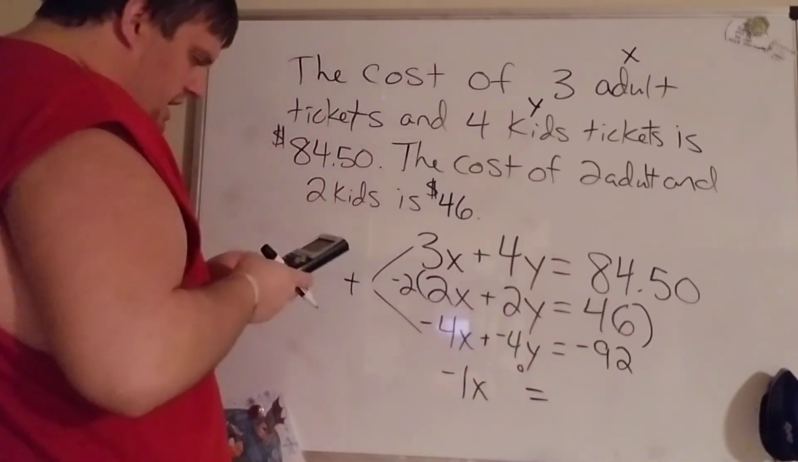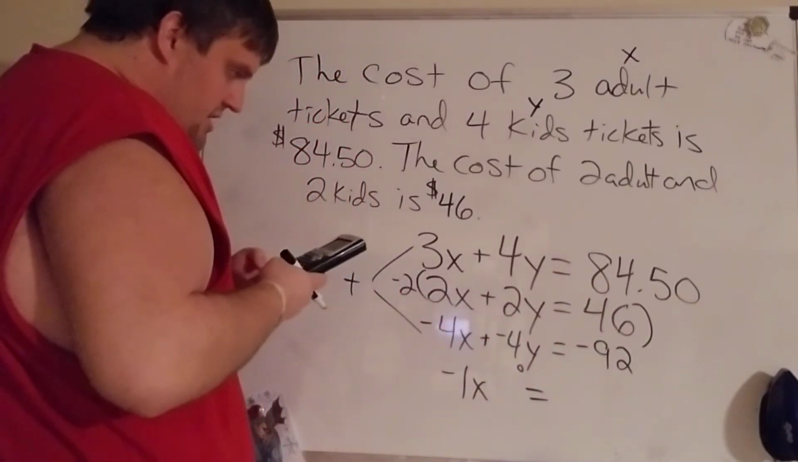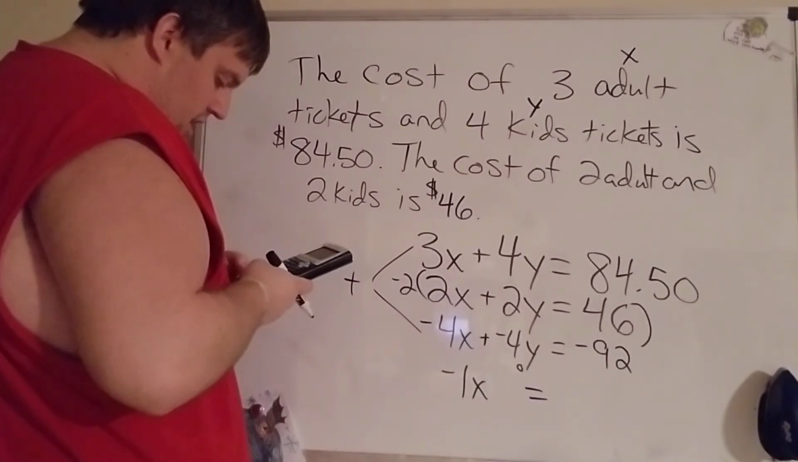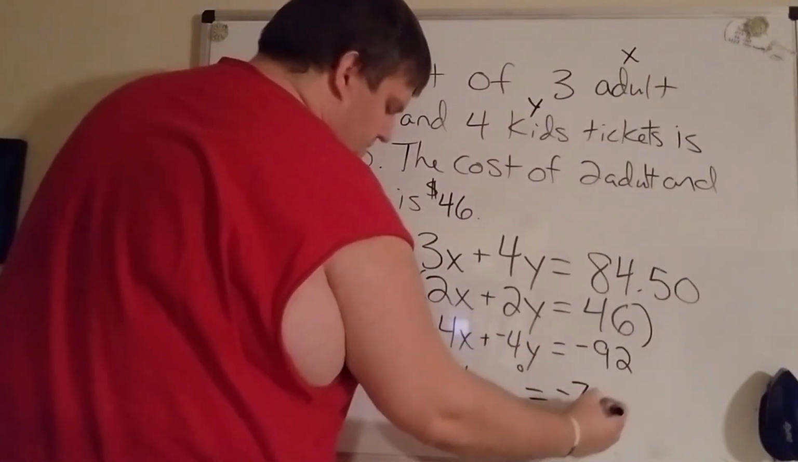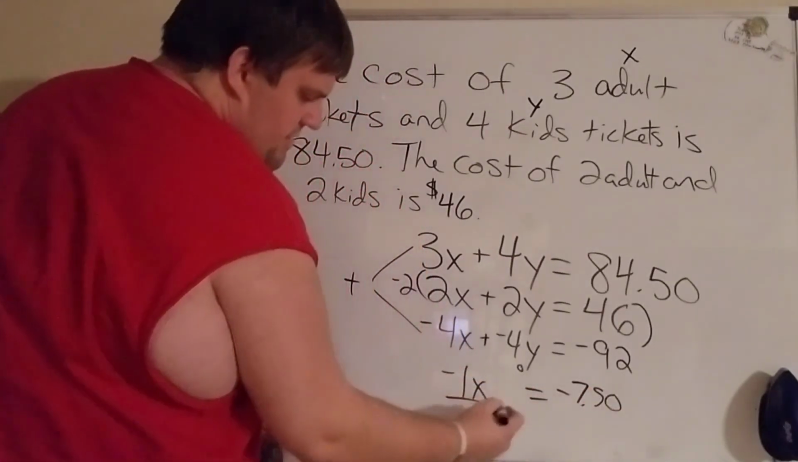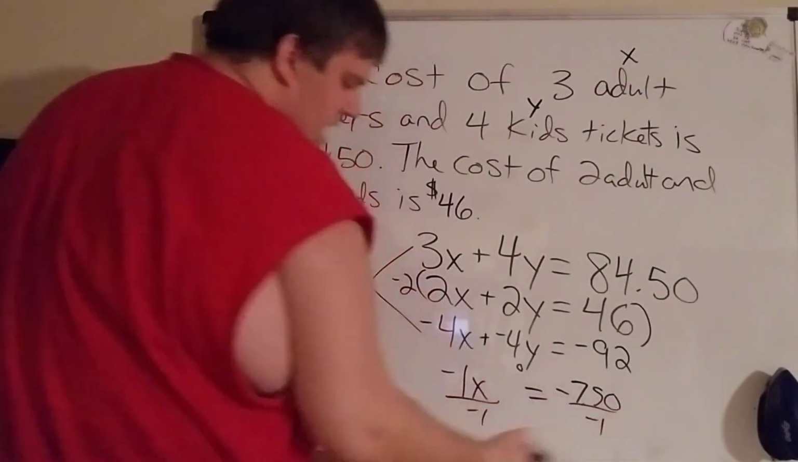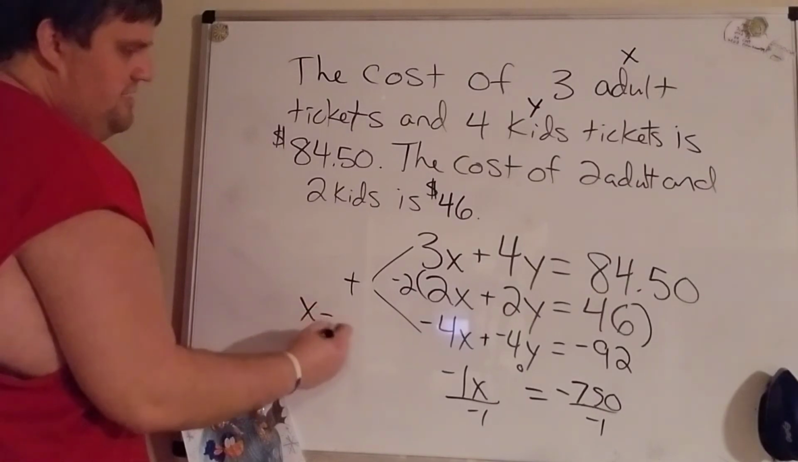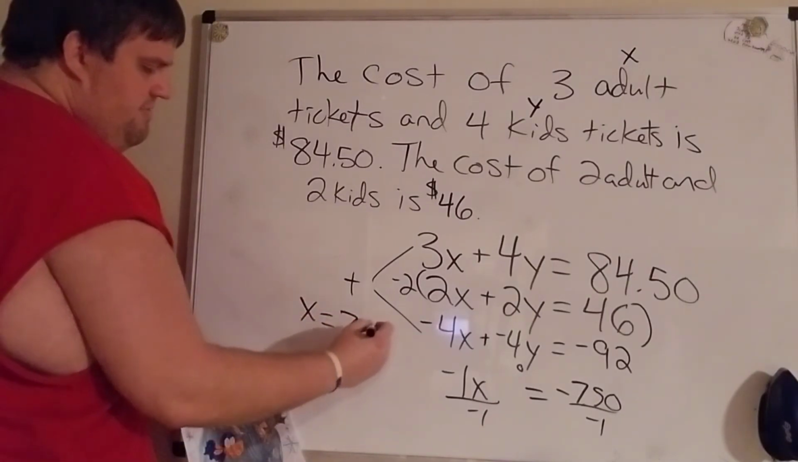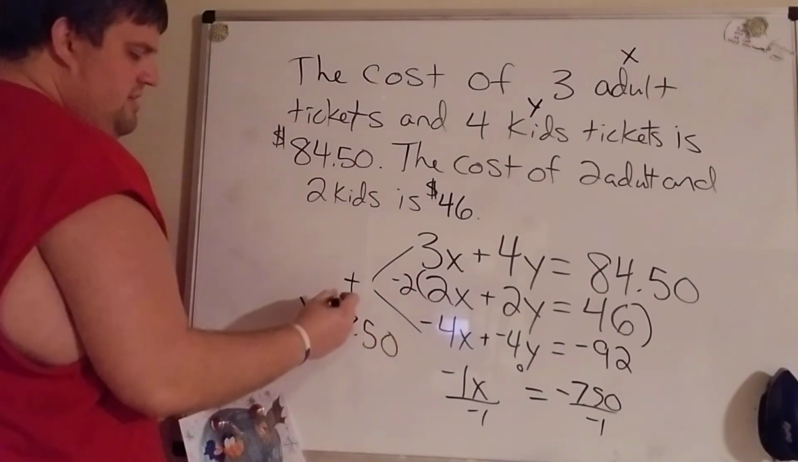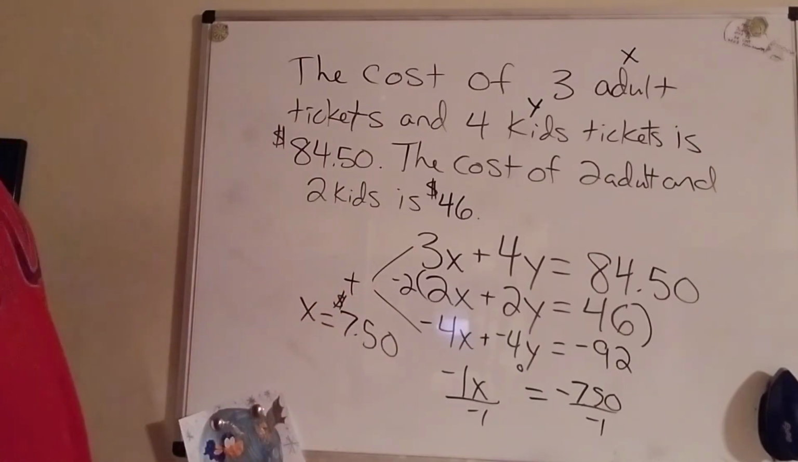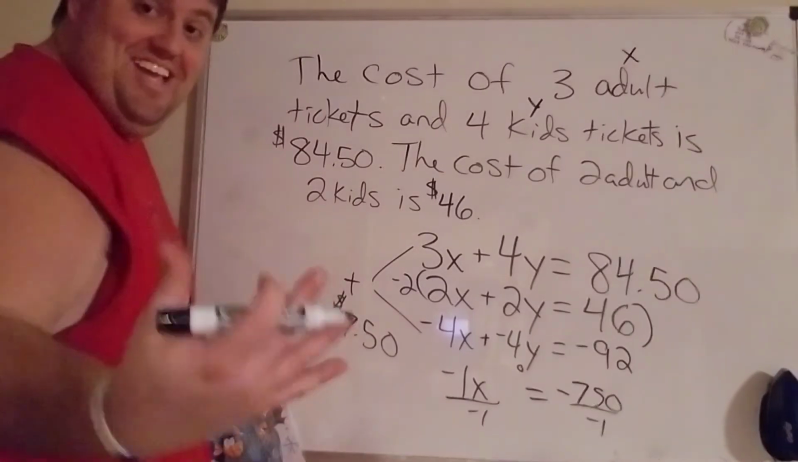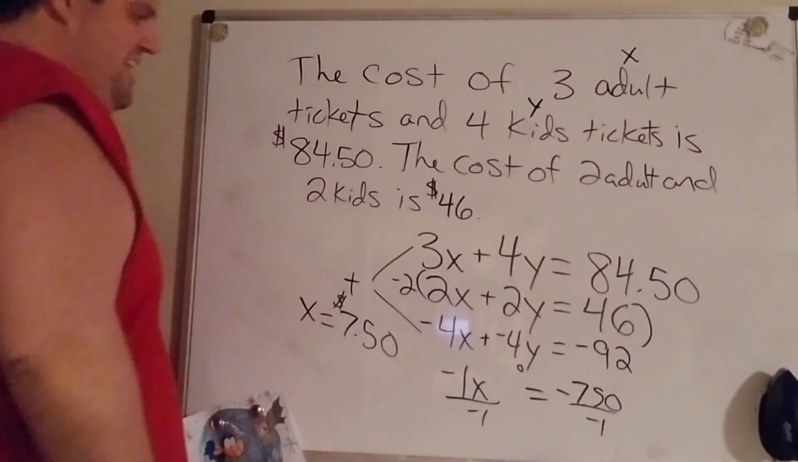Let's see. 84.50 plus negative 92 would be negative 7.50. And if I divide by negative 1, we can see that an adult ticket is $7.50. I feel like this is going to come out weird, and adult tickets are more than kids tickets, but that's okay, because all we really cared about was setting up the equation.